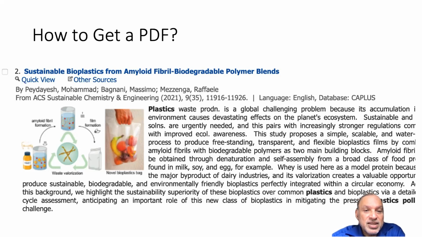But anyway, as an example, ACS Sustainable Chemistry and Engineering, this is a journal published in 2021. This is the volume number. This is the page number. These are the people who published it, and so on. If I press on the other sources, then I can get a PDF out of that. A PDF of this article published in this journal, which has this abstract on it. That's what I'm looking for.